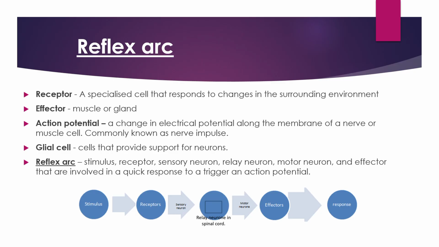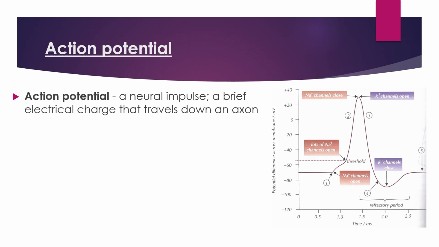The reflex arc goes stimulus, receptor, sensory neuron, relay neuron, motor neuron, and effector, and that carries out the response. And they are quick. They are involved in a quick response to trigger an action potential. The pathway is a lot shorter because, although the brain will find out afterwards, it isn't needed for the response to happen.